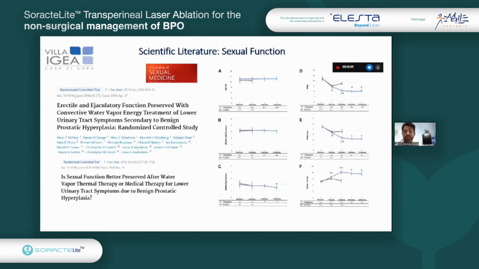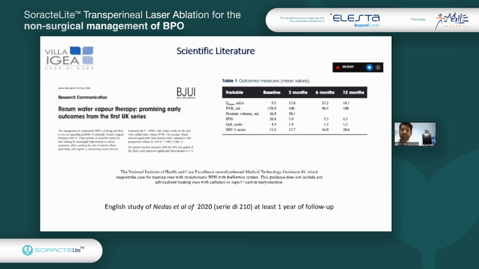Preservation of sexual function is good. You see, there's no lowering in ejaculation, while there is improvement in IPSS and Qmax and the other urodynamic parameters. So this is an RCT from the same group of McVeary. This is an interesting study that confirms it.